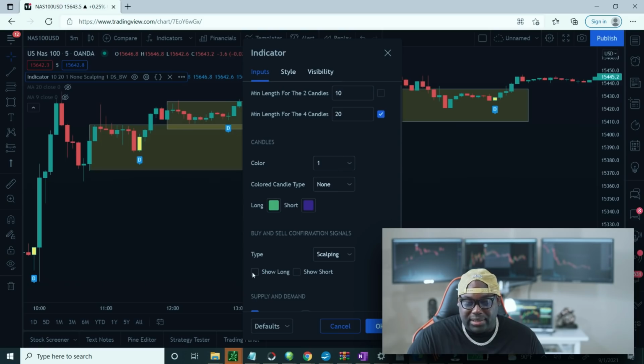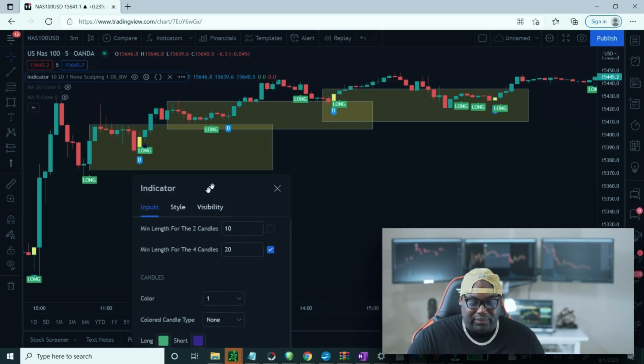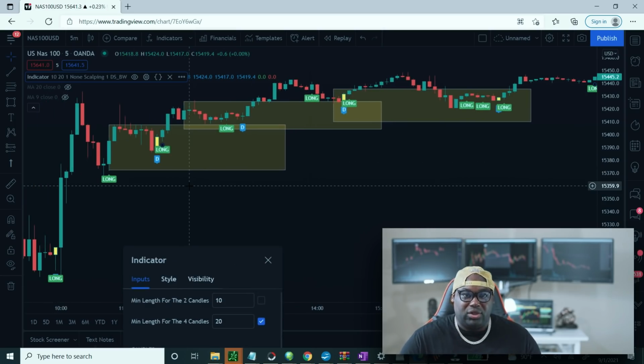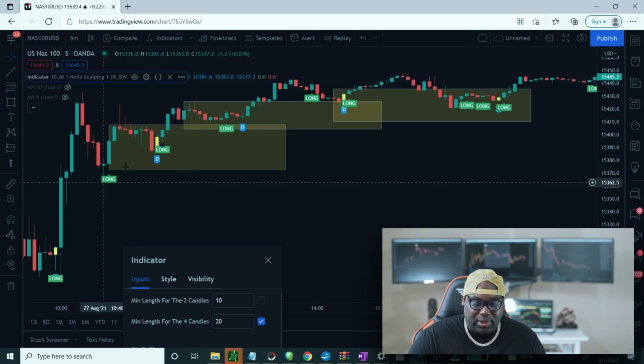So if we're going up, I can actually say, all right, let me show longs. Notice how we have these longs on the chart right here. These are not signals. They're more confirmations, meaning that they are helping you and guiding you in making your decision whether you want to go long or not. So right here, we have long right here, long right here.